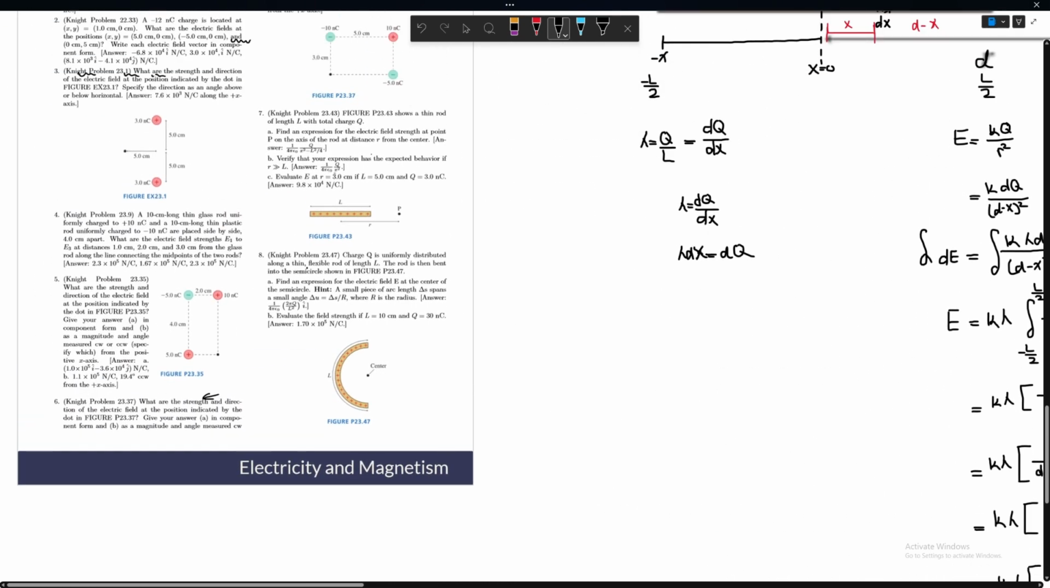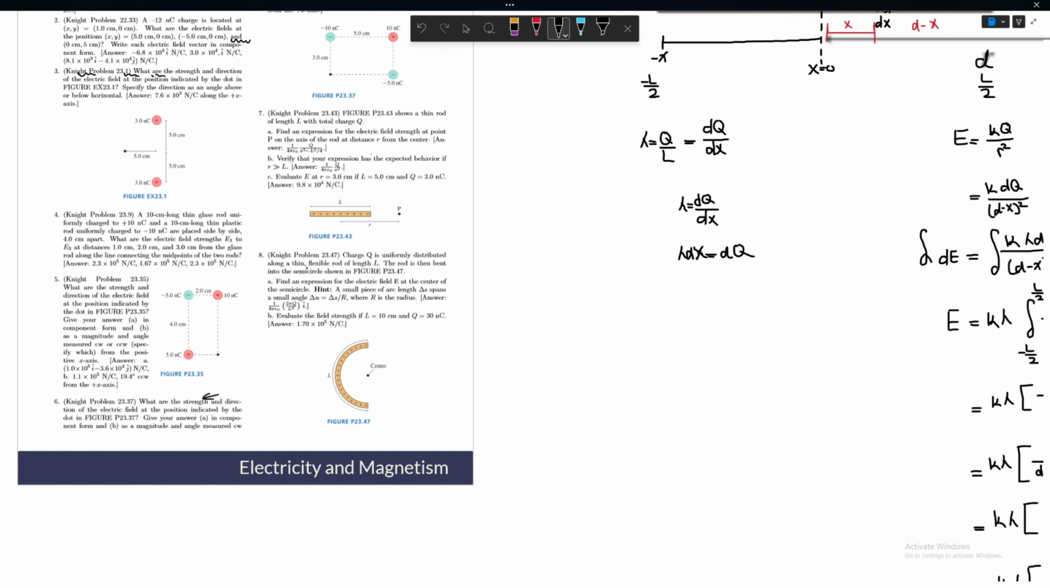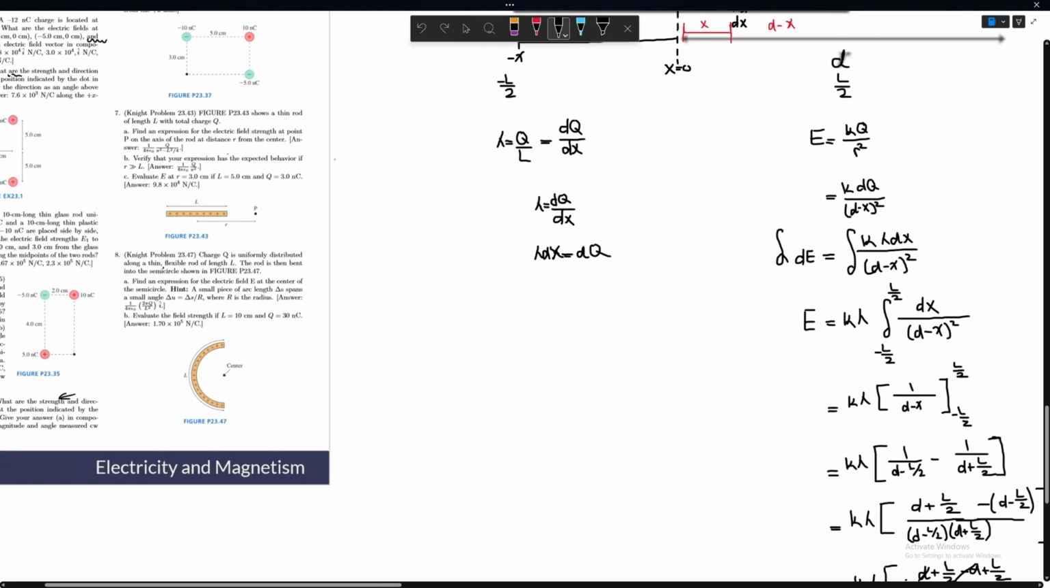1 over 4 pi epsilon naught. Oh, it's right here. 1 over 4 pi epsilon naught Q x squared minus L squared divided by 4. And my x in my case is my d.